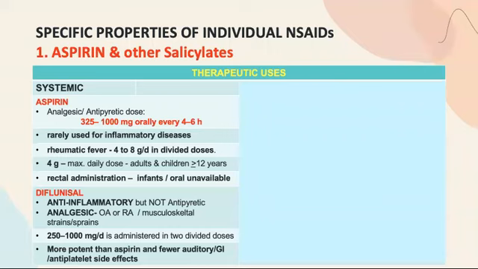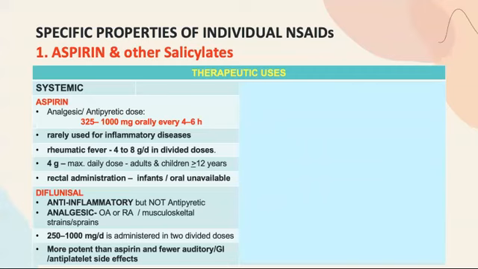The analgesic antipyretic dose of aspirin for adults is 325 to 1,000 milligrams orally every 4 to 6 hours. It is only rarely used for inflammatory diseases such as arthritis, spondyloarthropathies, and systemic lupus erythematosus. NSAIDs with a better GI safety profile are preferred. The anti-inflammatory doses of aspirin, as might be given in rheumatic fever, range from 4 to 8 grams per day in divided doses.